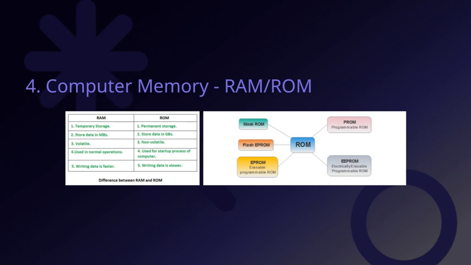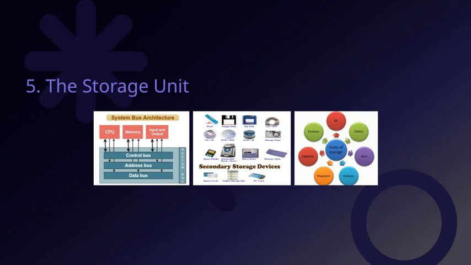ROM, or read-only memory, on the other hand, is a type of memory that holds permanent instructions, like the computer's startup process. It's non-volatile, meaning it retains information even when the power is off. This distinction between RAM and ROM is crucial because it highlights how computers manage different types of data, some that change frequently and others that need to be preserved. Connecting this to the overall theme, understanding these memory types helps us appreciate how computers balance speed and permanence to operate efficiently.